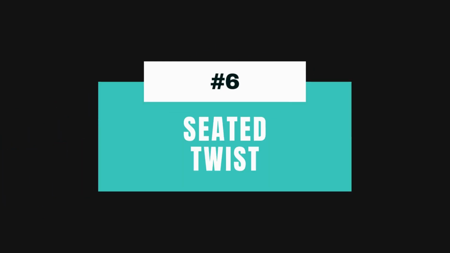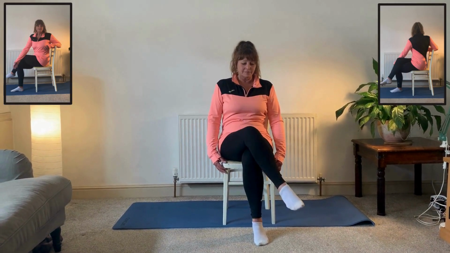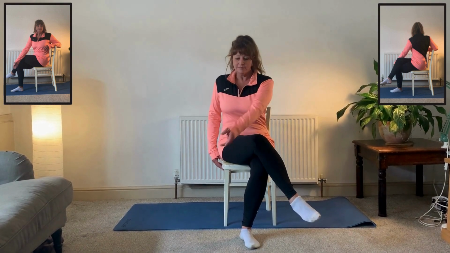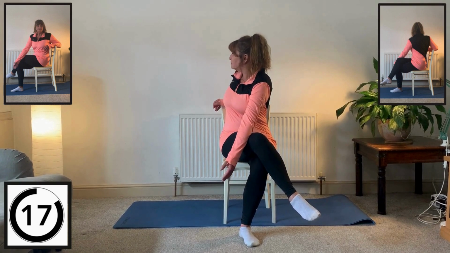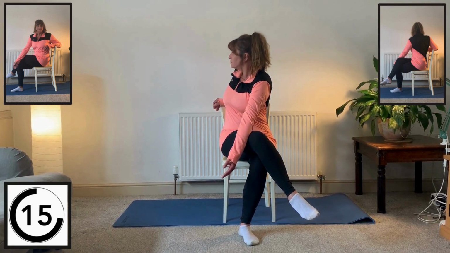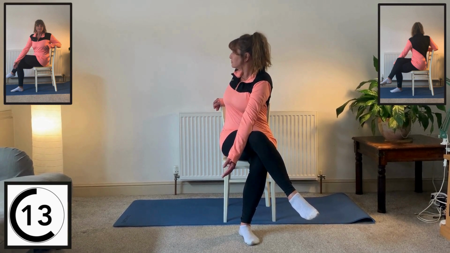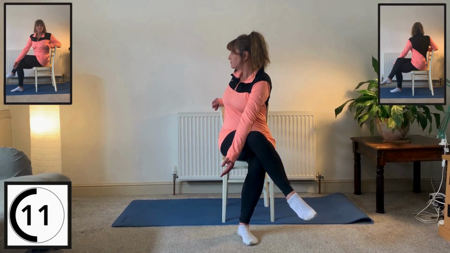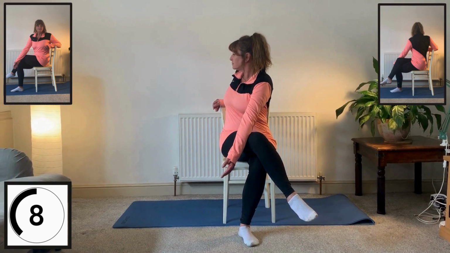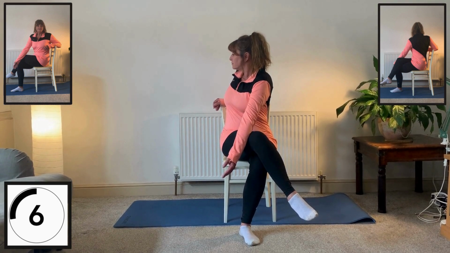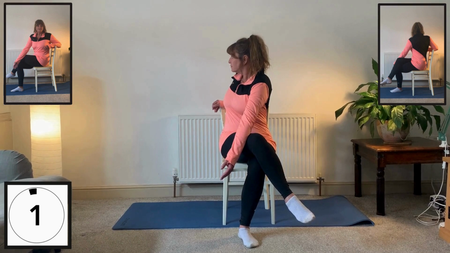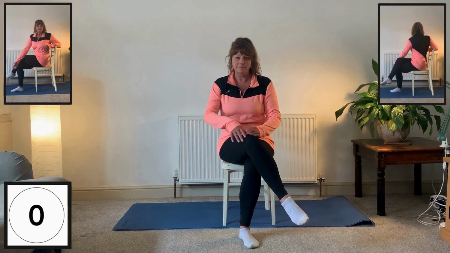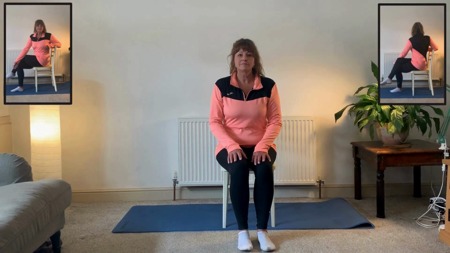Seated twist. Sit tall on the front half of a chair. Cross your right leg over your left and twist your body around to your right side. Slide your left arm outside the right knee to use as a leverage to increase the stretch. Release the stretch and face forward on the chair.